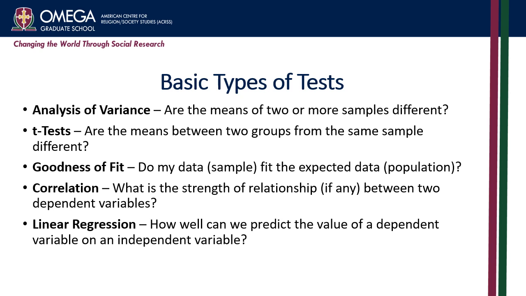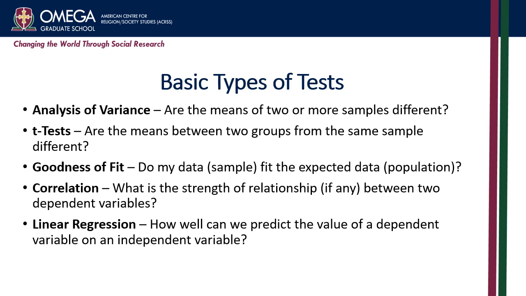Correlation asks, what is the strength of relationship, if any, between two dependent variables? So I may take a sample and I want to know if there's a relationship between people's intrinsic religiosity and organizational religiosity. So in other words, does their church attendance, organizational religiosity, correlate with their intrinsic religiosity, how they apply their faith to their life?